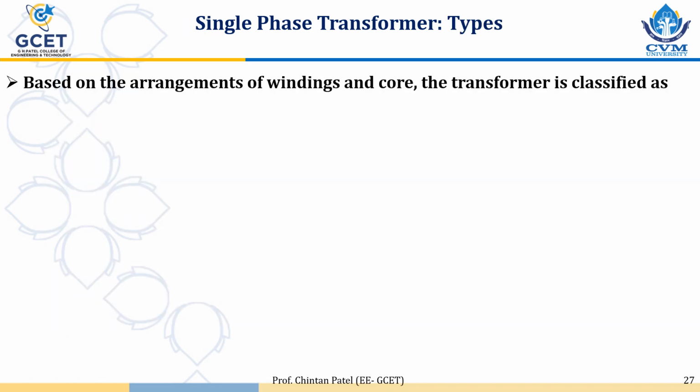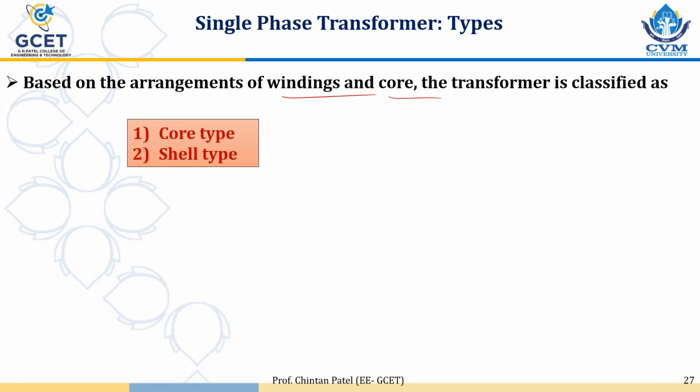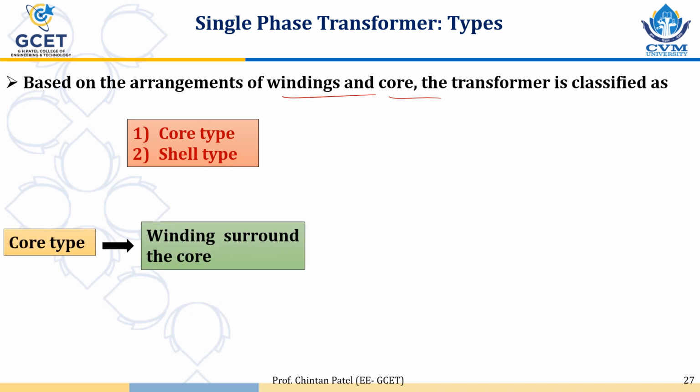Now apart from single phase and three phase transformers, there are two other types of transformer. Based on the arrangement of windings and core, how the windings and core are arranged, the transformer is classified as core type transformer and shell type transformer. So here, core type transformer.